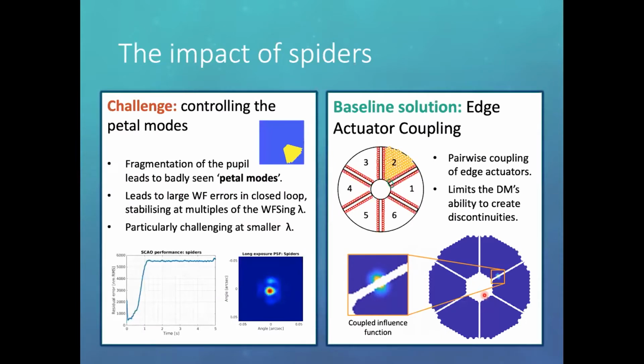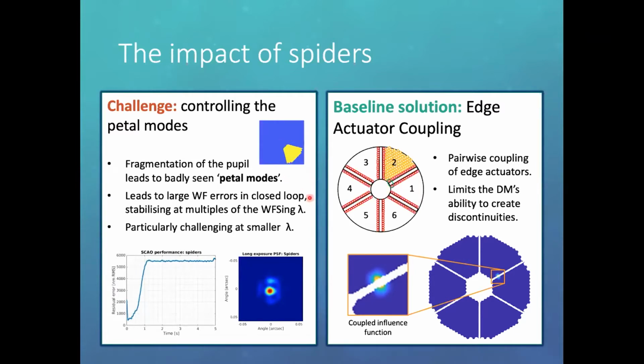So one of the key challenges for us is controlling what we call the petal modes. That fragmentation of the pupil by the spiders leads to some modes which are very badly seen by our wavefront sensor. These are the segment piston modes, or petal modes as we call them. And because they're badly seen, they can propagate in the AO loop, and we can end up with very large wavefront errors, basically where the loop stabilizes with multiple waves of these modes.